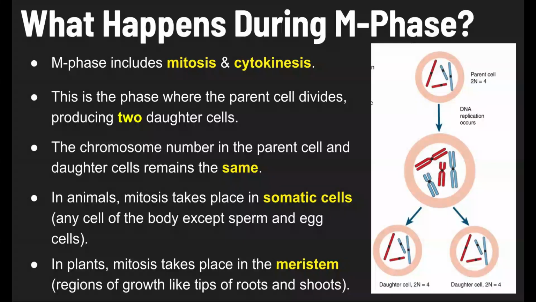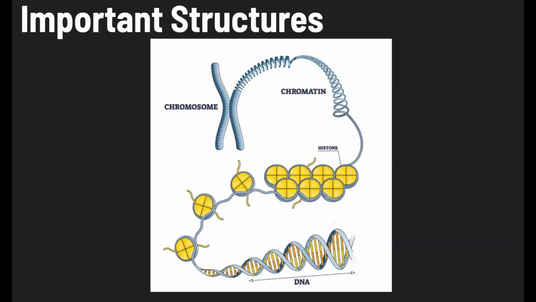Okay, so I told you during M phase, the cell does mitosis and cytokinesis. So in this last part of the video, I want to show you what happens during each of those steps, during mitosis and during cytokinesis. But before we do that, I'm going to use some terms that I want you to be familiar with. So here are some important terms about structures in the cell that you need to know.